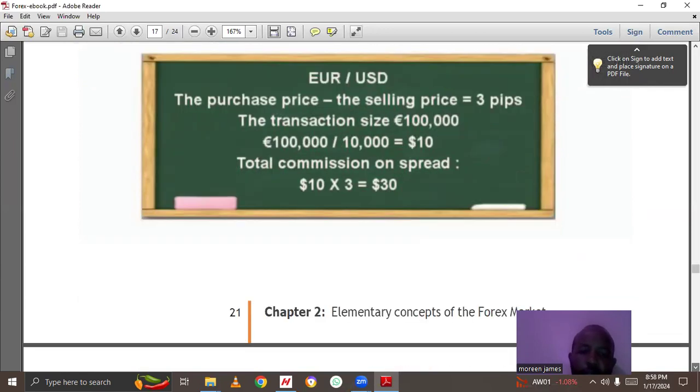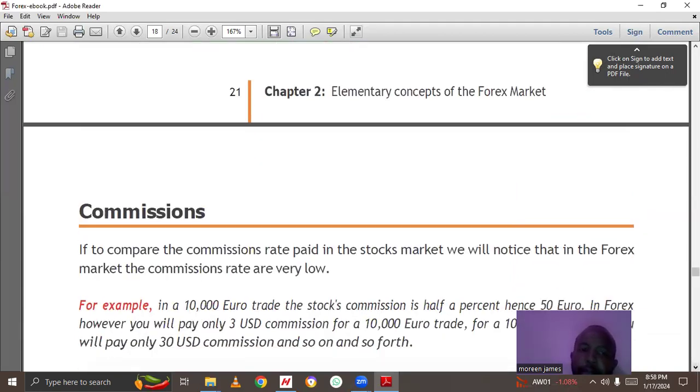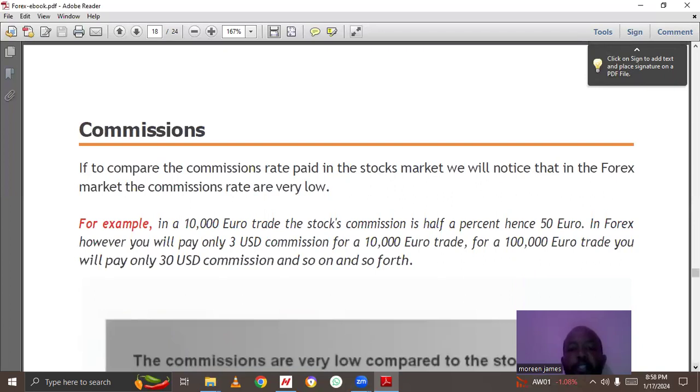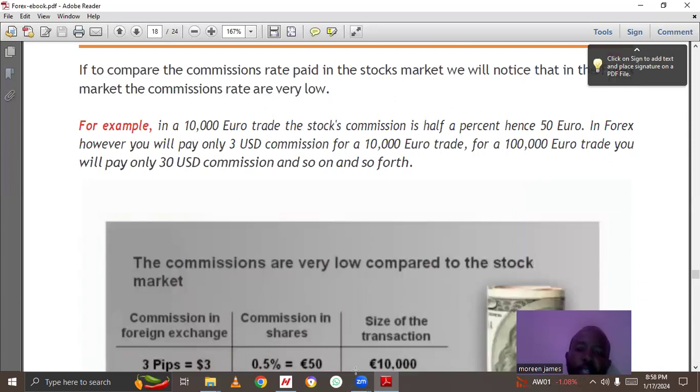Let's go down to commissions. If we compare the commission rates paid in stocks, we will notice that in the Forex market, the commission rates are very low. When you're trading the stock market, I think I had put US 500. This one is the Fortune 500 companies, the US 500, the biggest companies in the US or all over the world. They're called US 500. And it has started doing that thing again.